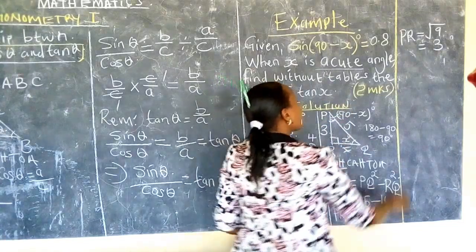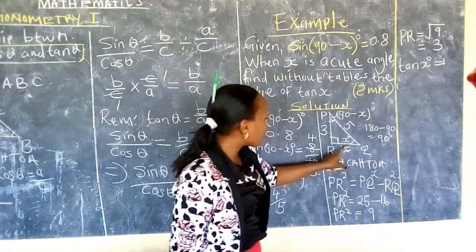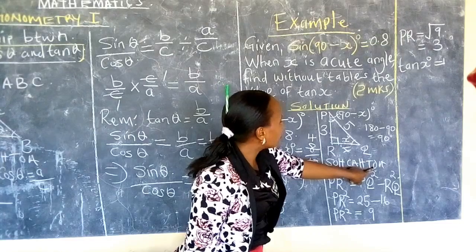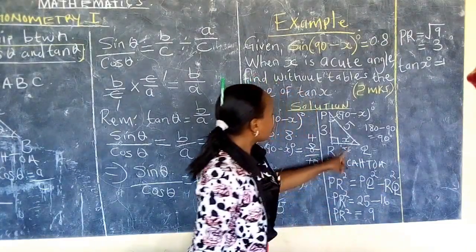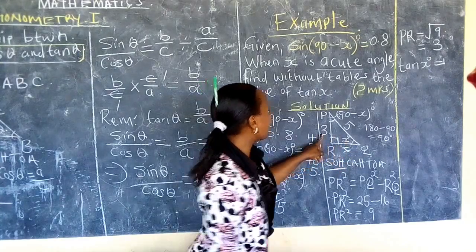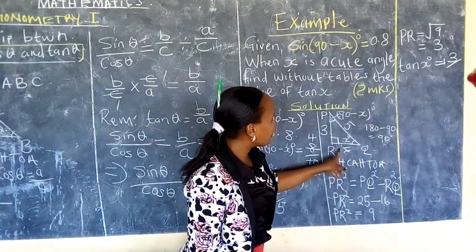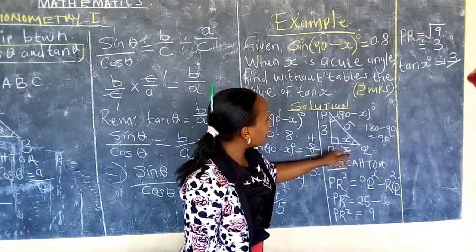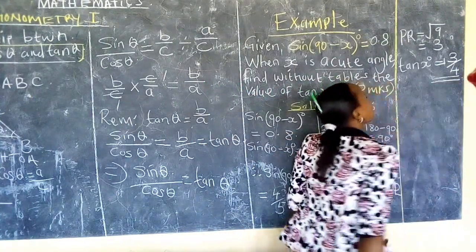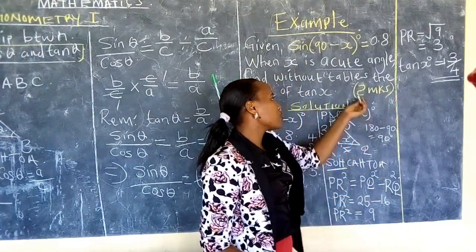Now we are supposed to find tan x degrees. So this is now our reference angle. For tan, we need to take opposite divided by adjacent. The side opposite to angle Q, or this angle x degrees, is 3. So we have 3 over adjacent. Adjacent is the side beside this angle, and it is 4. And that is the answer. So, okay guys, that is how we should go about it, and you get your 2 marks.